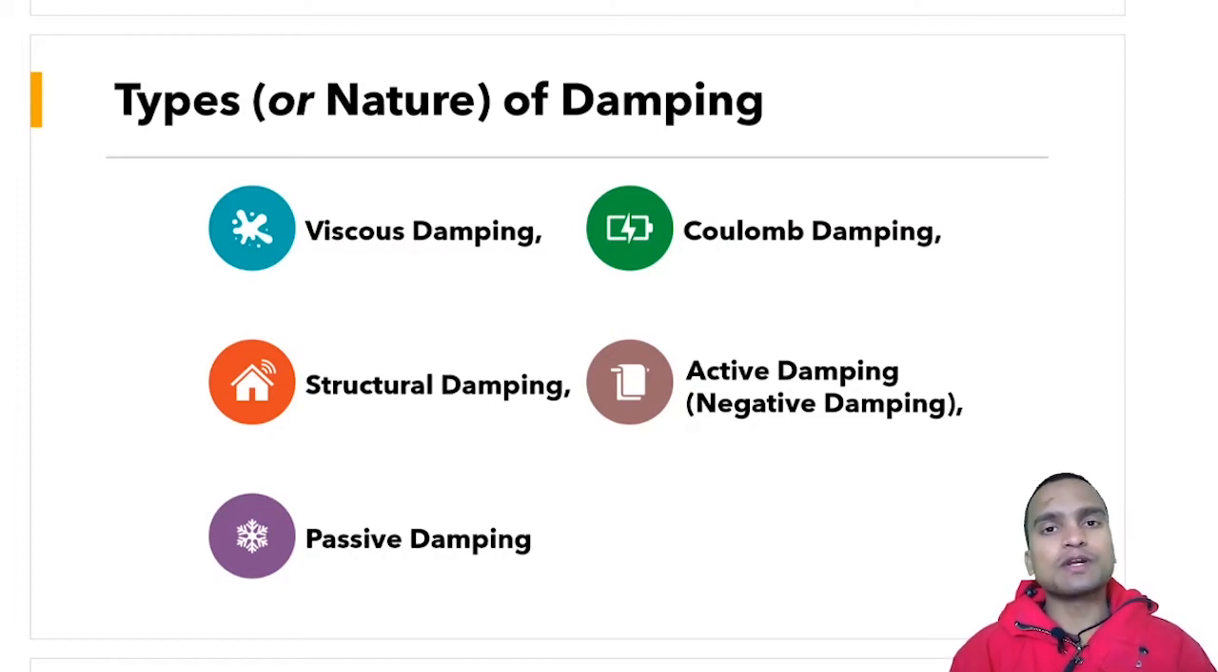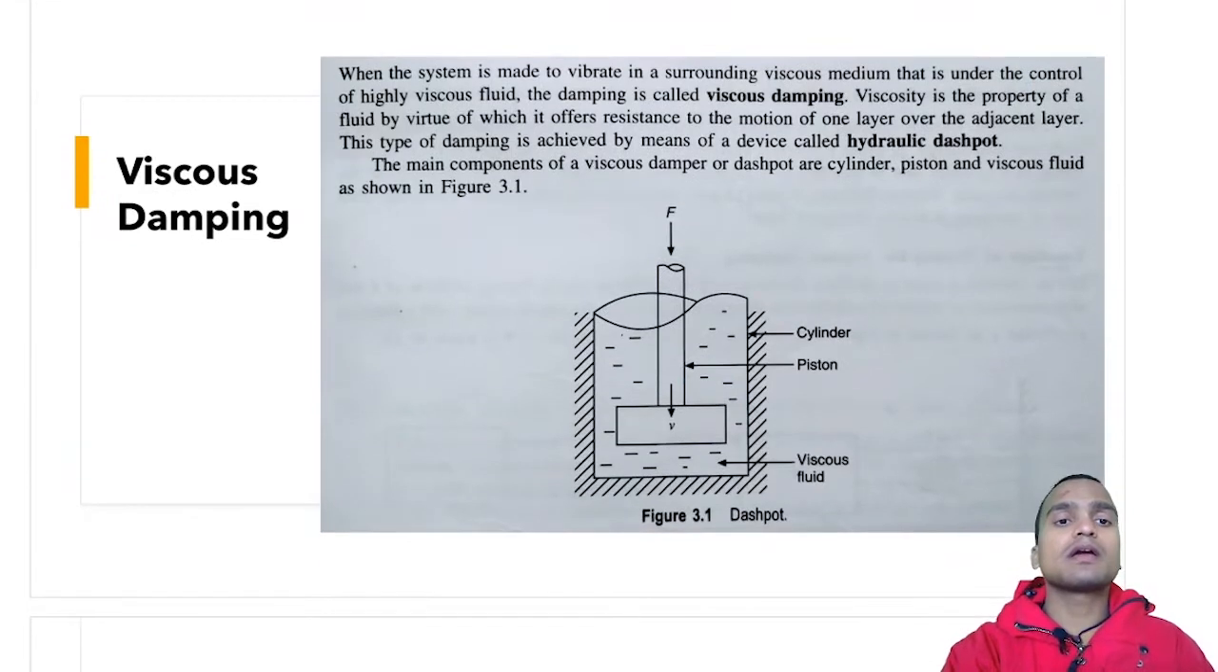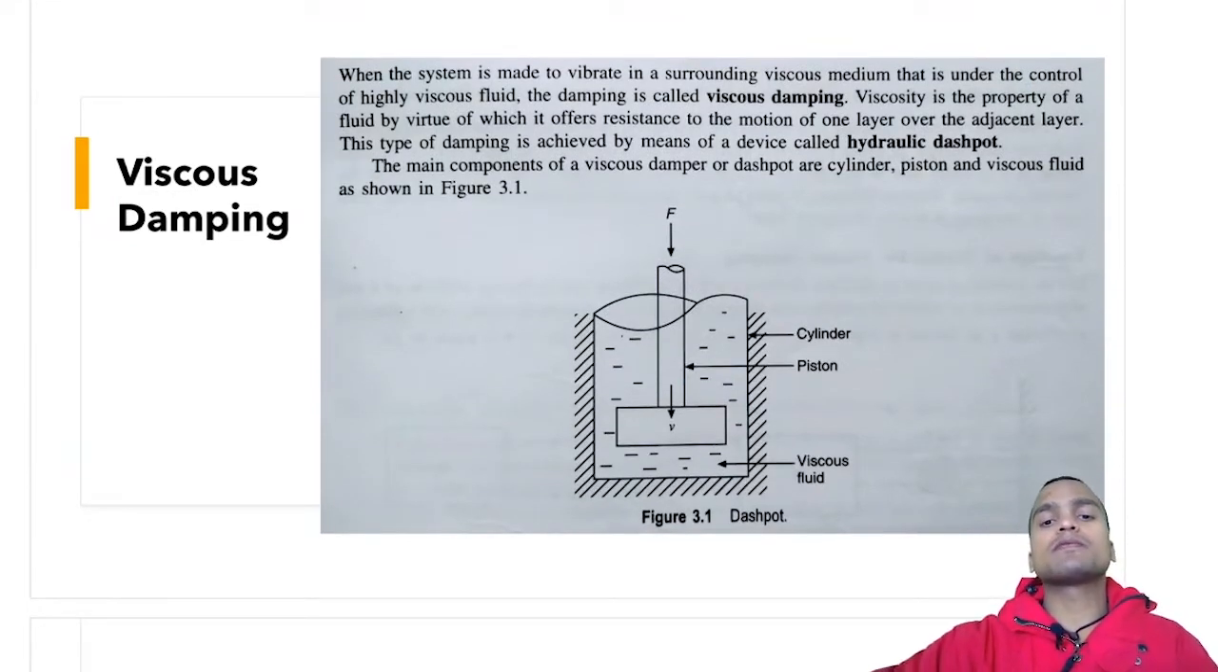Hello and welcome everyone, and we have discussed that there are 5 types of damping. The first two are very important, that is viscous damping and Coulomb damping, and the other 3 will also be discussed at the end with a brief introduction, that is structural damping, active damping and passive damping. So let us begin with the viscous damping, and this is the diagram of viscous damping.